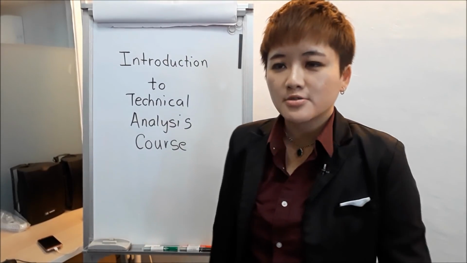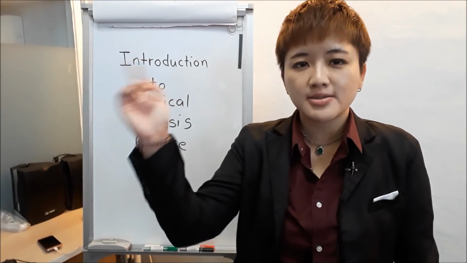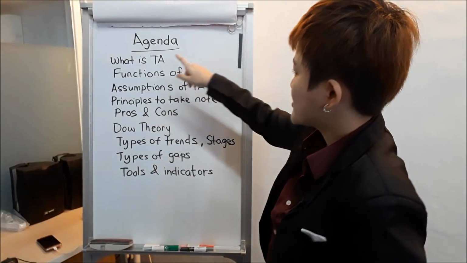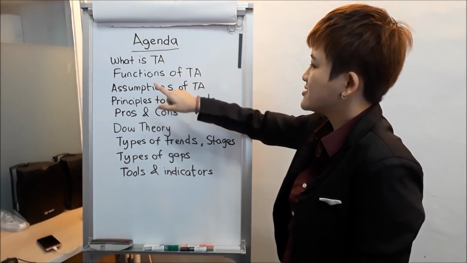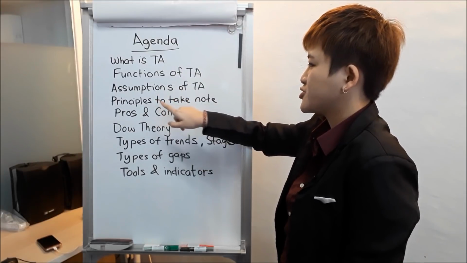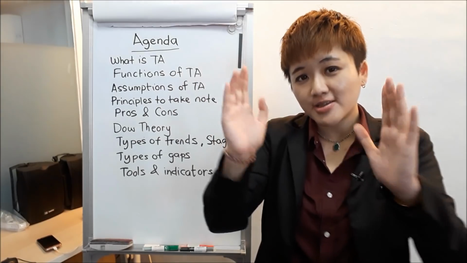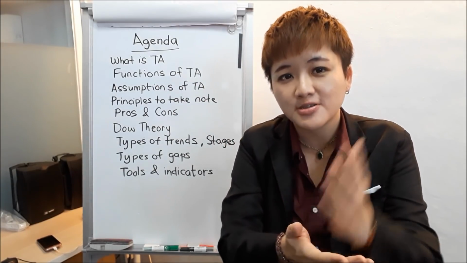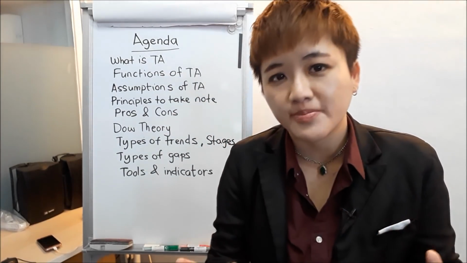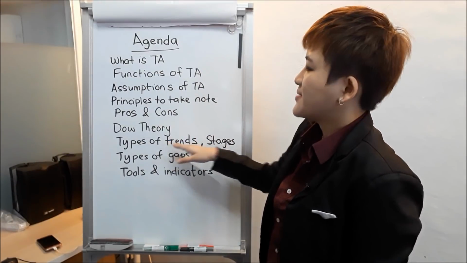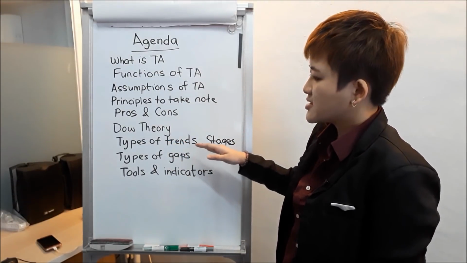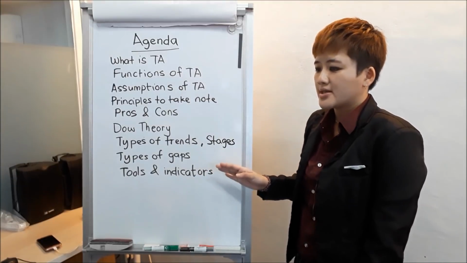So today we are going to talk about nothing else but technical analysis. What is technical analysis? Functions, assumptions, principles, pros and cons. These are very important because if you don't know how technical analysis works, how it functions, the principles of it, you won't be able to apply it. Dow Theory, types of trend, stages, types of gaps, tools and indicators.